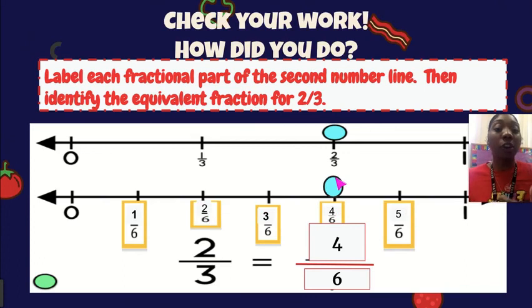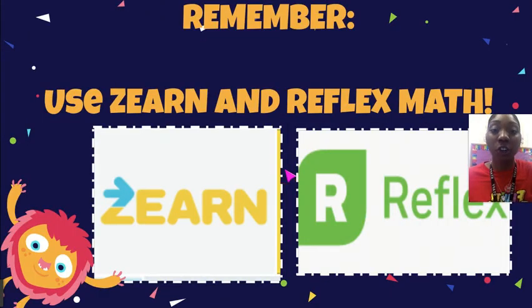And so if we're looking for the equivalent fraction of 2/3, we know equivalent fractions means that it's the same point on a number line. So we would place our blue circle where it says 4/6. So 2/3 is equal to 4/6. So make sure you double check your work to see if you placed the circle on the same point of the number line. Okay? How'd you do? Great.